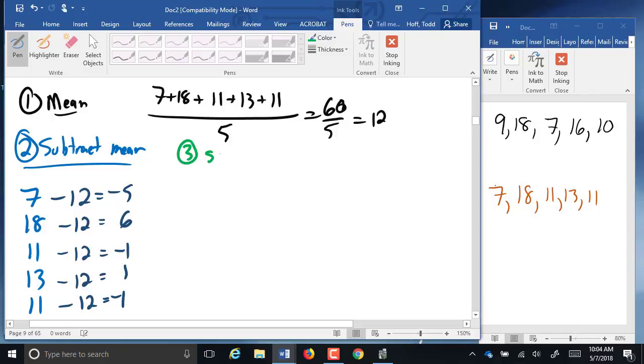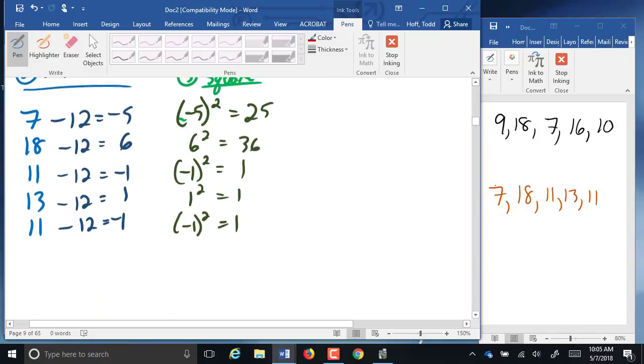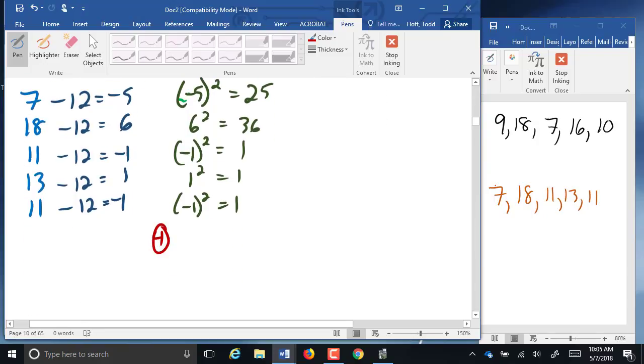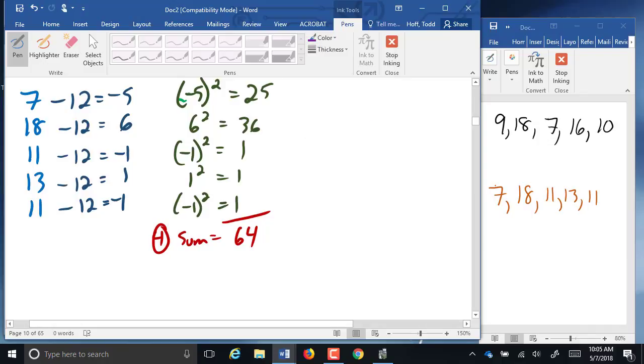Step 3. Square them. So negative 5 squared is 25. 6 squared is 36. Negative 1 squared is 1. 1 squared is 1. Negative 1 squared is 1. What are those called? Those are the squared deviations. Step 4 is the sum. Add those all up. We've got 64. That would be the sum of the squared deviations.